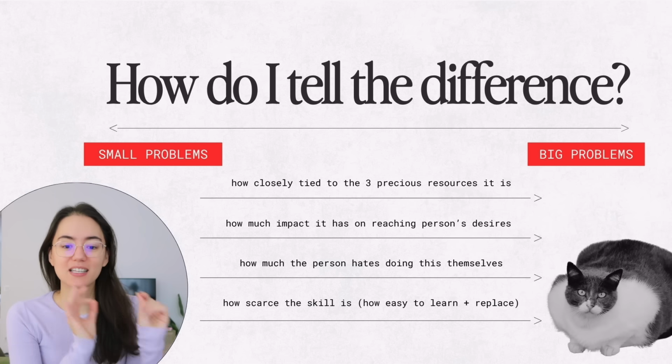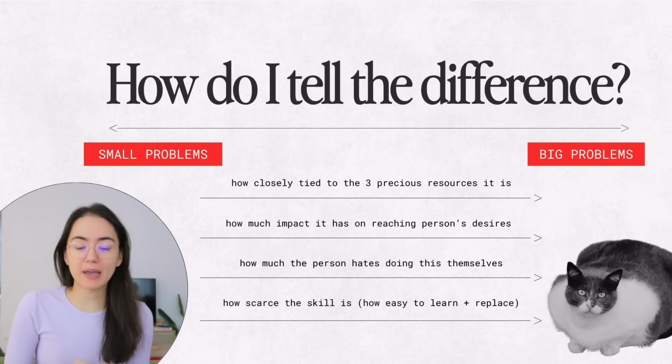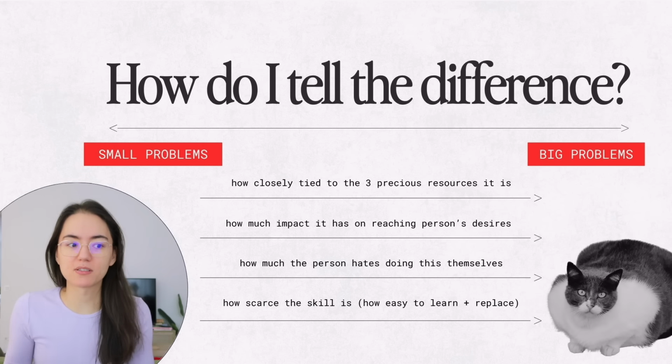Fourth, how scarce the skill is, aka how hard is it for somebody else to just learn and pick it up. The harder it is, the bigger of a problem it is. Makes sense, because if it's super easy for everyone to learn, then it will become more competitive. Then maybe it's not solving as big of a problem for people because they have more options and it's not hard to find somebody to help them solve this problem. So that's how I think about it.